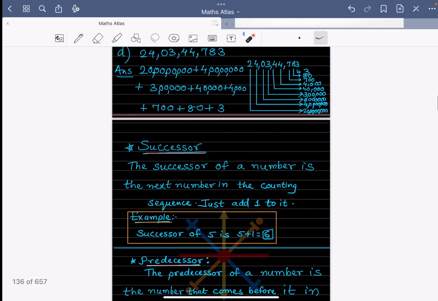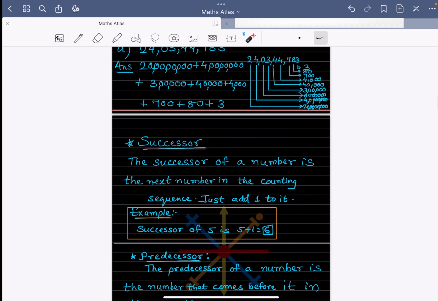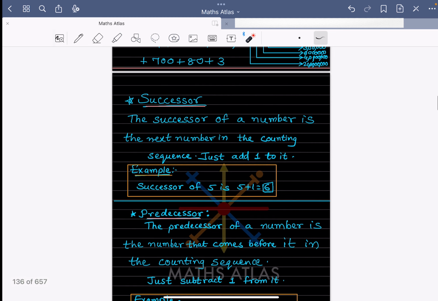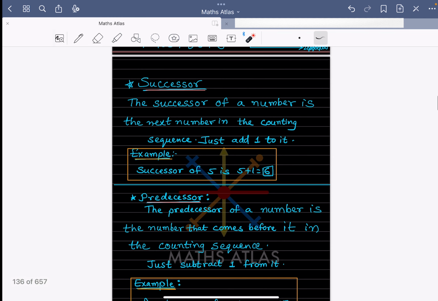So now let us see the successor. The successor and the predecessor, these are small topics. So what do you mean by successor? Successor is the next number in the counting sequence. You have to just add 1 to it. So now see here, this is an example. If I'm writing here, I want a successor of 5. So what do I do here? I write 5 plus 1, that is 6, because we have to add 1 to it. So this is clear for the successor.